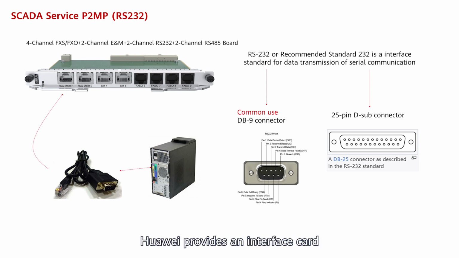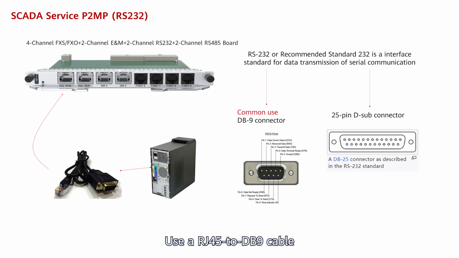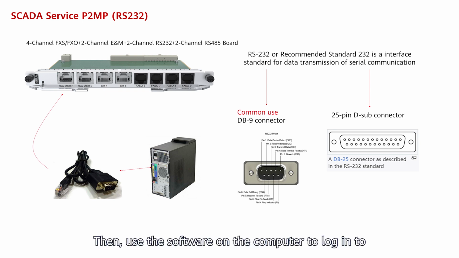Huawei provides an interface card that supports 2-channel RS232 or 2-channel RS485. Its interface complies with the RJ45 standards. To test the RS232 service, a PC works as an RTU device that has a DB9 RS232 interface. Use an RJ45 to DB9 cable to connect the PC and the service interface card. Then, use the software on the computer to log into the corresponding serial ports for data signal transmission.